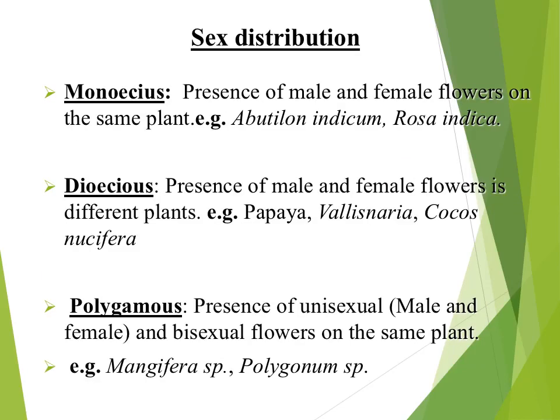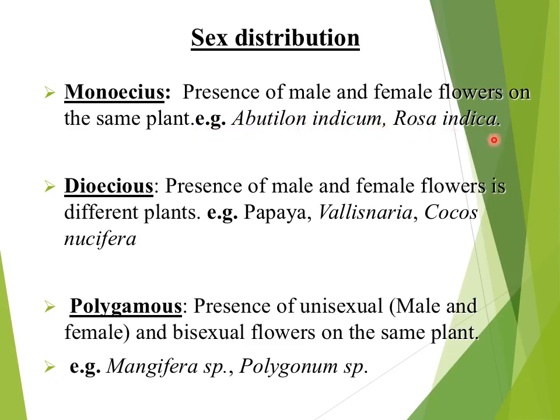Now the sex distribution: monoecious, dioecious, and polygamous. Monoecious, the presence of male and female flowers on the same plant. For example, Abutilon indicum, Rosa indica, bisexual flowers. Monoecious or bisexual means that mono means one, ecious means house, one house. Within the house, the male and female, both partners are present.